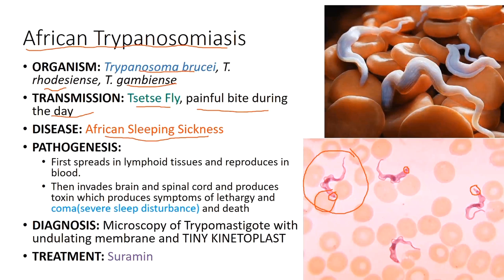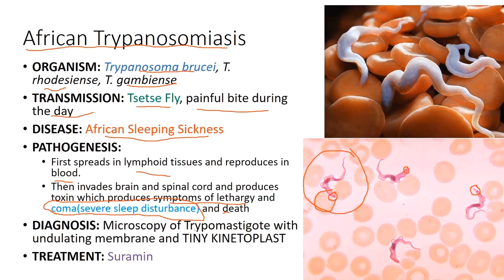So pathogenesis: first it spreads to the lymph tissues and then reproduces, and then it makes its way into the blood. This guy can invade the brain and the spinal cord and produces a toxin which causes the symptoms that we see in African sleeping sickness, such as lethargy and coma, which is severe sleep disturbance to the point where you're unconscious in a coma. And then that could lead to death. And this is problematic, and this is why we need to treat patients as quickly as possible before they show these symptoms.